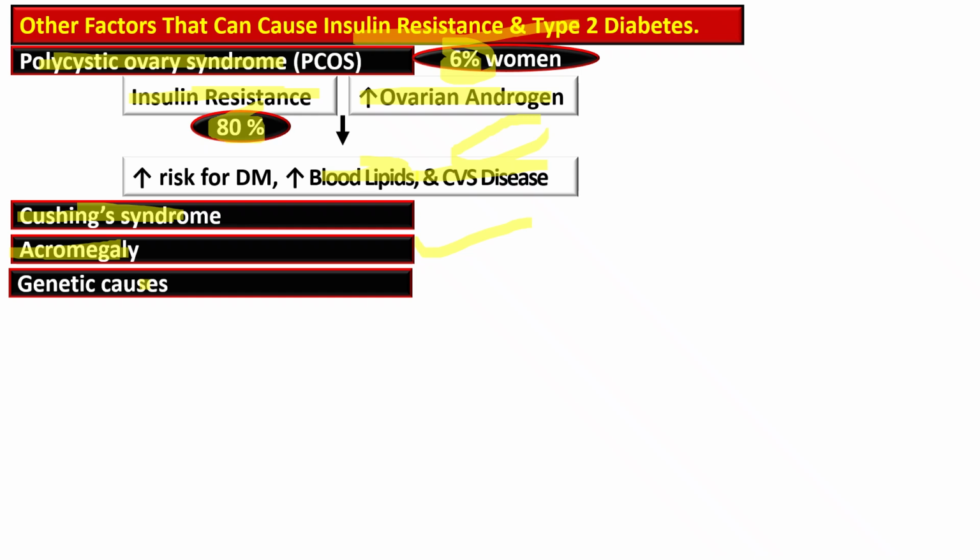Then there are some genetic causes that can reduce insulin receptor number or function, or they alter the post receptor signaling pathway or lead to severe insulin resistance even in lean individuals. These genetic factors can overlap with conditions like familial obesity and metabolic syndrome, compounding the risk of diabetes and cardiovascular diseases.